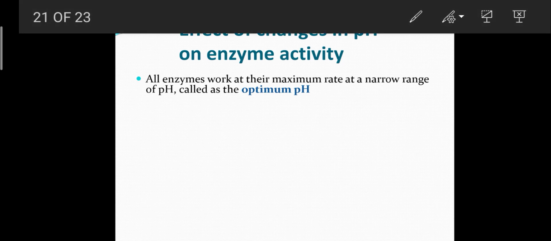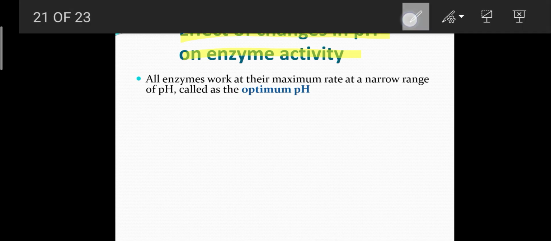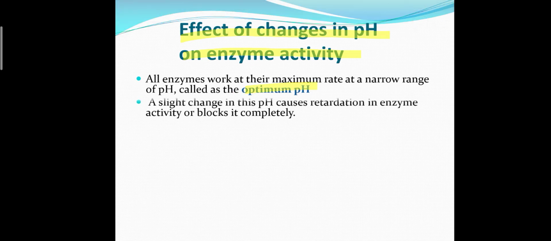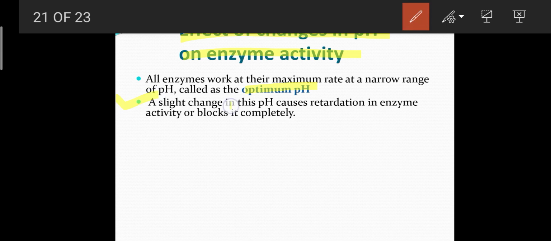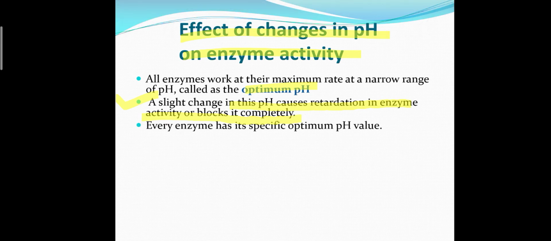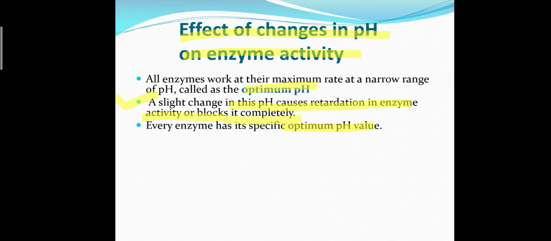What are the effects of changes in pH on enzyme activity? All enzymes work at their maximum rate at a narrow range of pH known as the optimum pH. If there is a change in the pH, it can cause retardation in enzyme activity or can block it completely. So every enzyme has its specific optimum pH value.